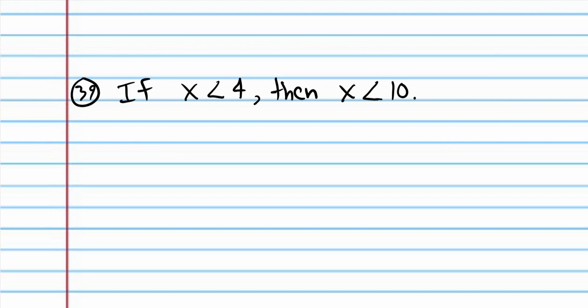All right, we're back. If x is less than 4, then x is less than 10. Well, that's true. Let's look at the converse. If x is less than 10, then x is less than 4. Well, that's not true. Because if x is less than 10, that means that x could be 9. So this doesn't prove that this is true. Because if x is less than 10, x could be 9, but 9 is not less than 4. So the converse is not true, so we'll just say not biconditional.